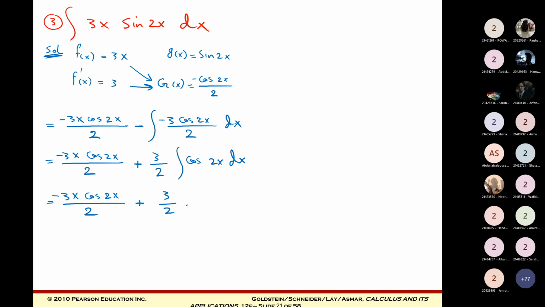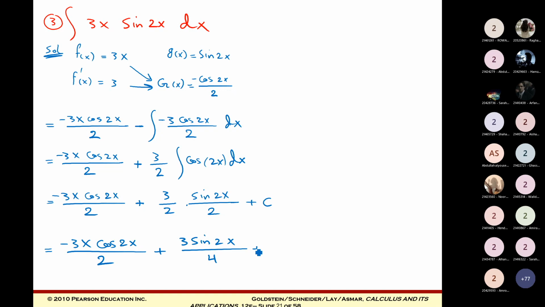Okay. Now the integral of cosine 2x equals sine 2x over 2 plus what? Plus c. So the final result equals minus 3x cosine 2x over 2 plus 3 sine 2x over 4, since 2 multiplied by 2 equals 4. So this is the final result.